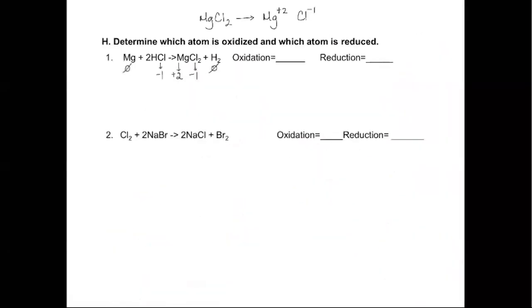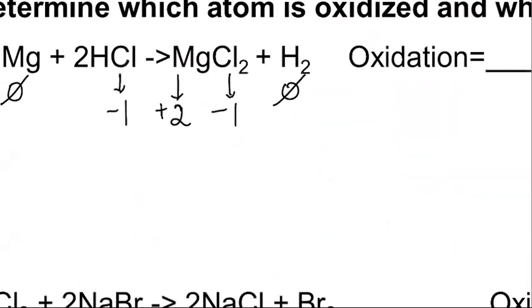So going back to the problem, since I have 1 chlorine and I have 1 hydrogen in HCl, what is most likely the oxidation number of hydrogen that when I add it to -1, it equals 0? So what is the oxidation number of hydrogen? Great job, you guys. Excellent. It's +1.